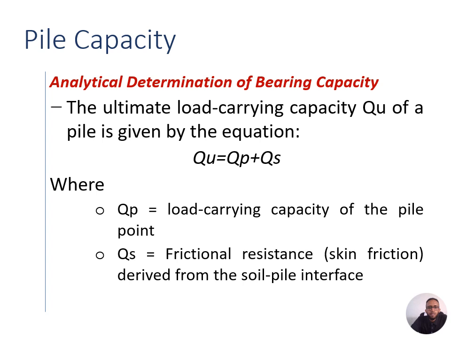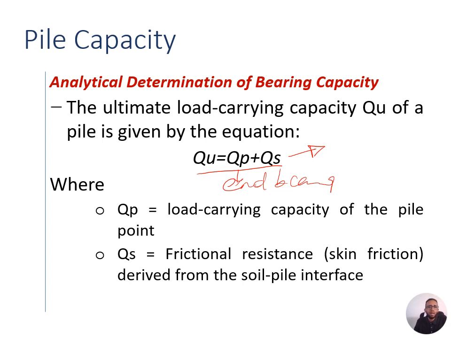The last method is determining the ultimate load carrying capacity of a pile using the analytical method based on mechanics principles. This is more or less using equations, and the equation for the ultimate pile capacity is given by Q ultimate, which equals QP plus QS. QP stands for the load bearing capacity of the pile point, or what we call end bearing resistance, whereas QS is for frictional resistance, the skin frictional resistance between the pile and the soil.